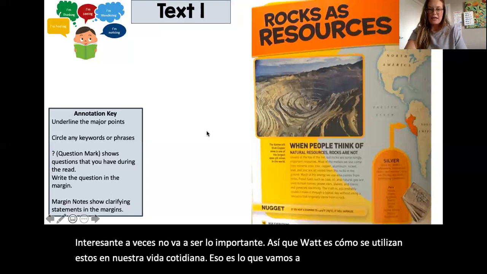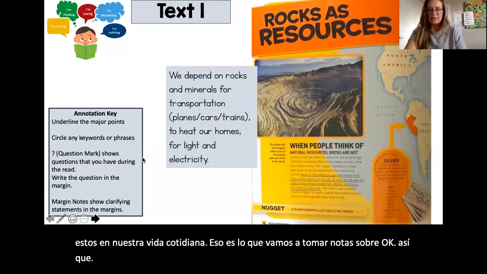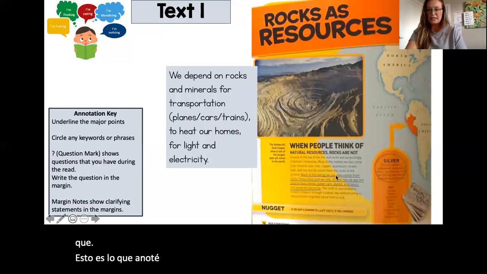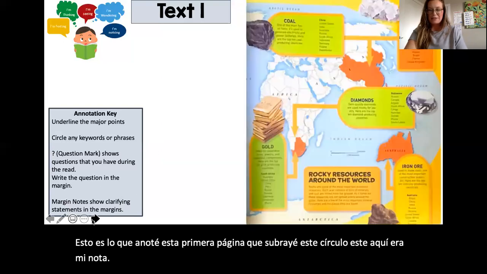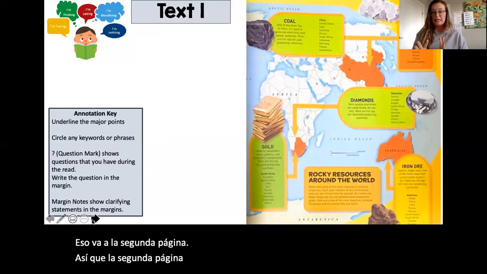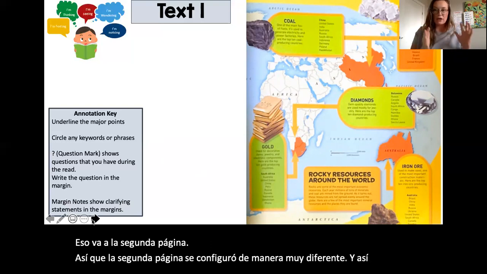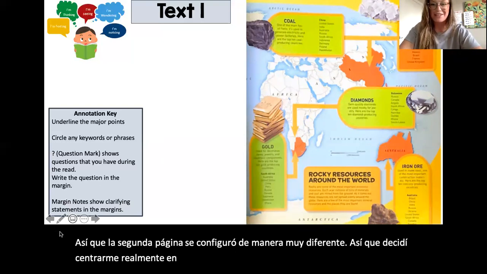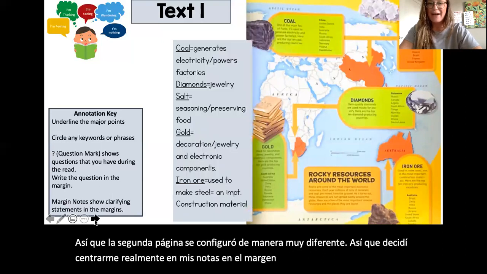So here is what I annotated this first page. I underlined this, circled this. Here was my note. Let's go on to the second page. So the second page was set up really differently, and so I decided to really focus on my notes in the margin for this page. All right, so this is how I did it.